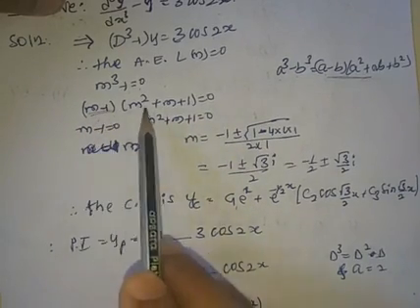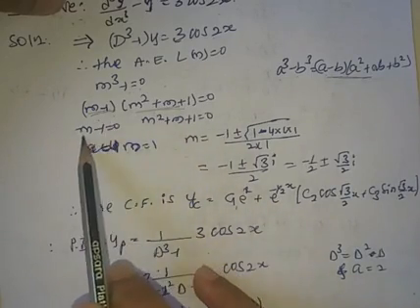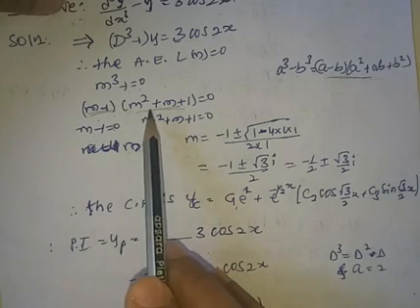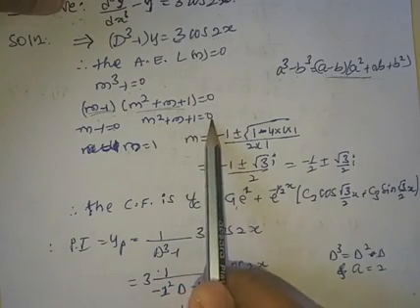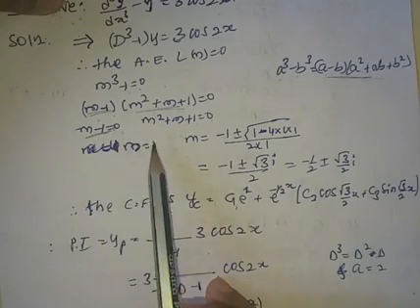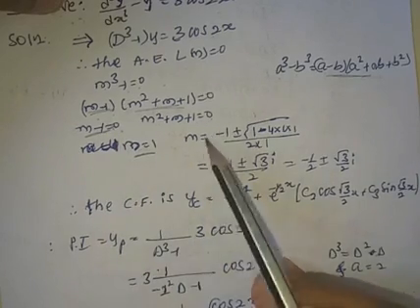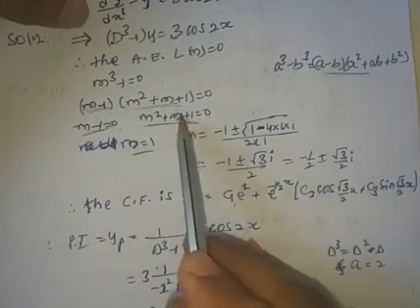Now this is one factor, this is the other factor. Let us make them equal to 0. So m minus 1 is equal to 0 is one factor, and m square plus m plus 1 is equal to 0 is the other factor. From the first factor, taking 1 to the other side, it becomes m is equal to 1, which is one of the roots. Now consider the second factor, which is quadratic.